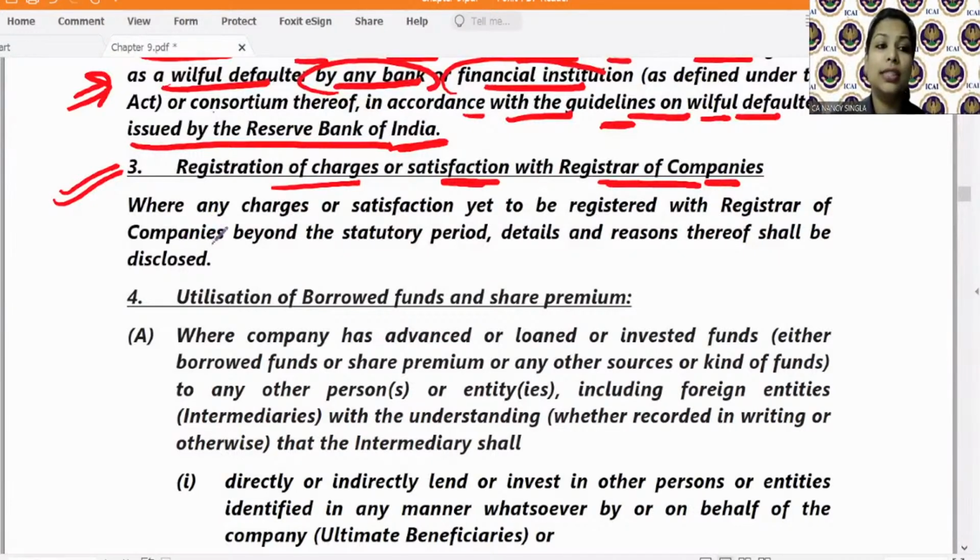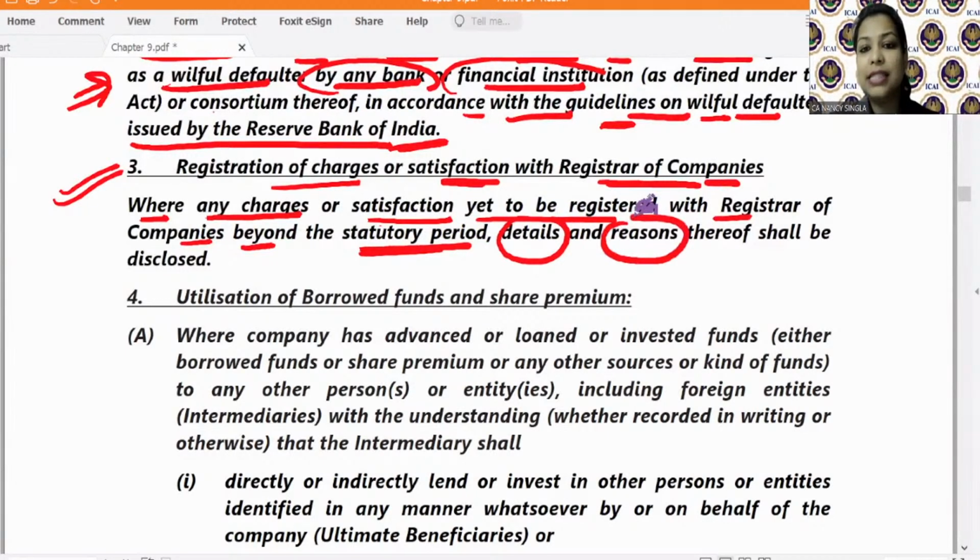So in this clause, just read it with me: where any charges or satisfaction are yet to be registered with the registrar of companies beyond the statutory period, the details and reasons thereof shall be disclosed. So here the company is required to disclose by itself that there is a delay in registration of charges or the satisfaction of charge with the registrar of companies, and these are the details and these are the reasons.